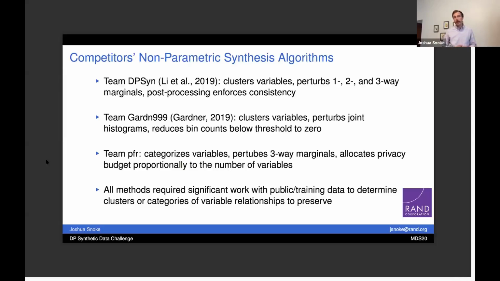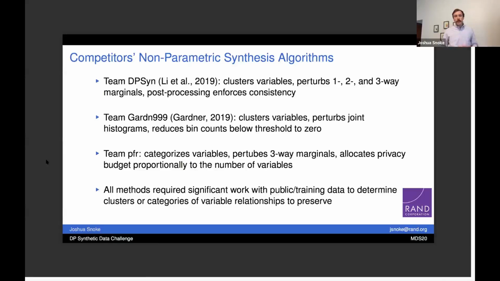Third was Team PFR. They categorized variables more based on domain knowledge. They did more work looking at the background of the data and what variables should be related, rather than just looking at correlations. Within each of these categories, they perturbed just the 3-way marginals, which they probably did because that was one of the ways that NIST was explicitly scoring, based on 3-way marginals. And then they allocated the budget proportionally to the number of variables in each of these categories, so they didn't just do it equally.